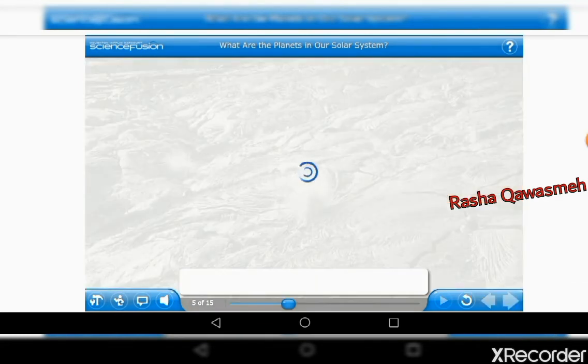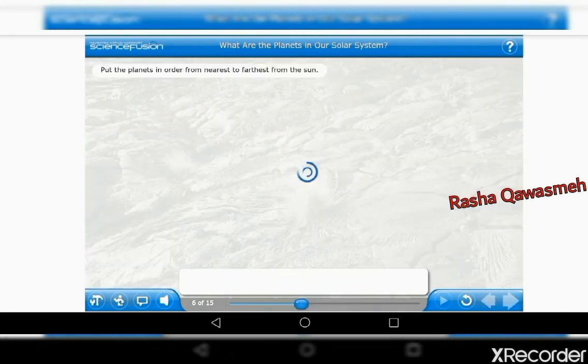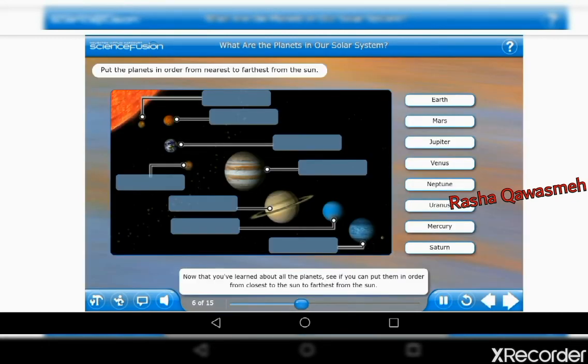Next. Now that you've learned about all the planets, see if you can put them in order from closest to the Sun to farthest from the Sun. Now, you can use your Think Central account to drag and drop.